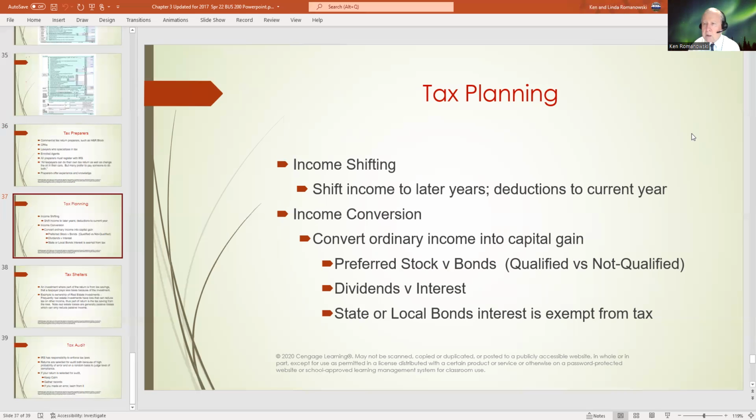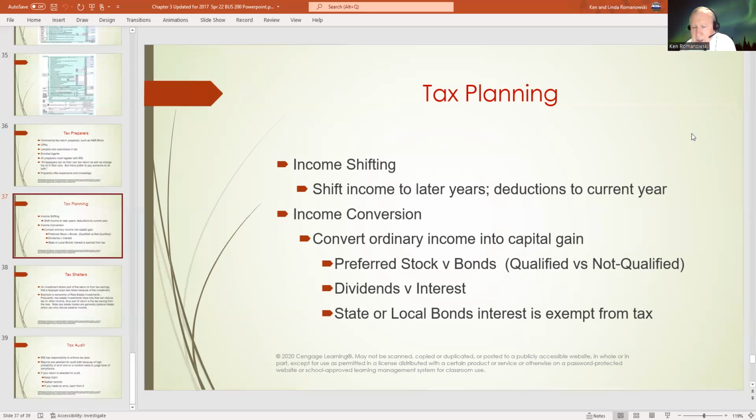Dividends are subject to possibly being qualified, and you pay a lower tax rate on that. Interest, on the other hand, is not qualified, so you're going to pay at ordinary income rates. In other words, if you're going from a dividend investment to interest, remember that it's possible you could wind up paying more tax when you do that.